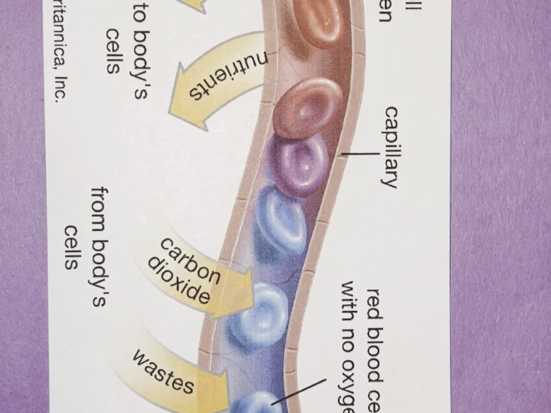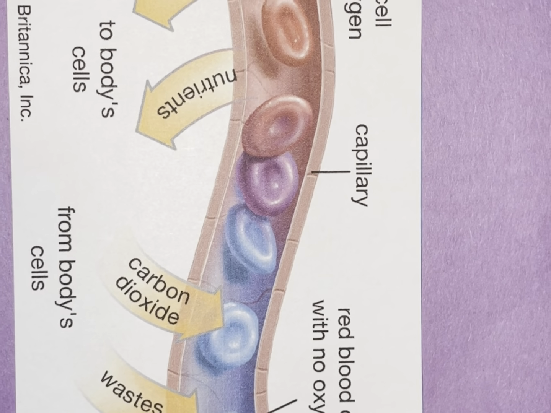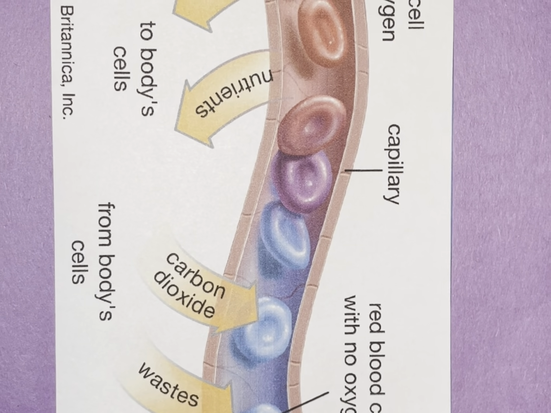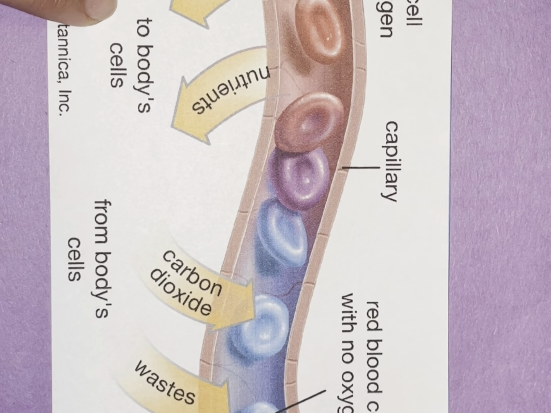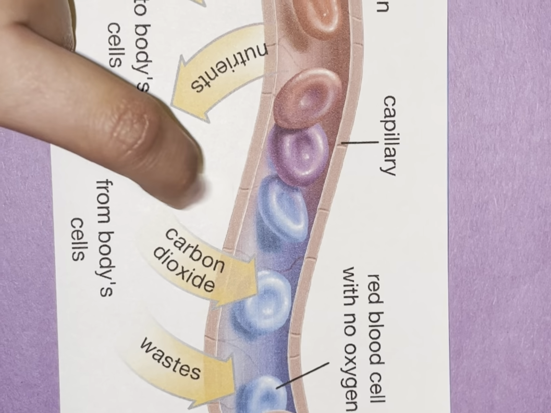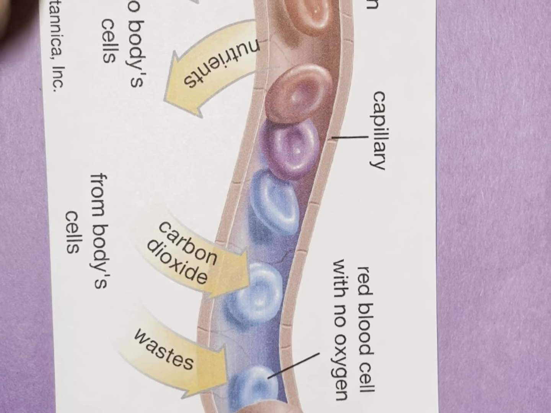Here's a better representation of how our capillaries work. You can see that coming from the artery, we have the red blood cells that are taking oxygen and nutrients to the body cells. We have a capillary then going to the vein, which is taking carbon dioxide and waste through the vein and back to the heart.